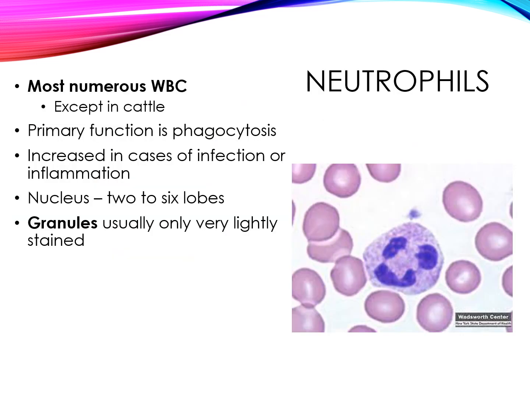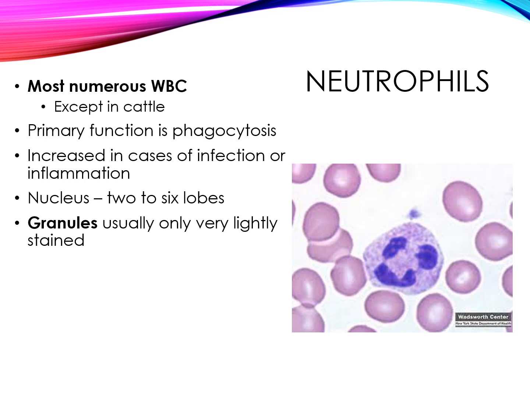Okay, we're going to talk about neutrophils. So again, neutrophil is the most numerous white blood cell in most species, except we know in cows that lymphocytes are the most numerous. The primary function of the neutrophil is phagocytosis. They work in the immune system. They are definitely increased when there is infection or inflammation, and in this case you may see a lot of immature neutrophils, which are also known as band cells.